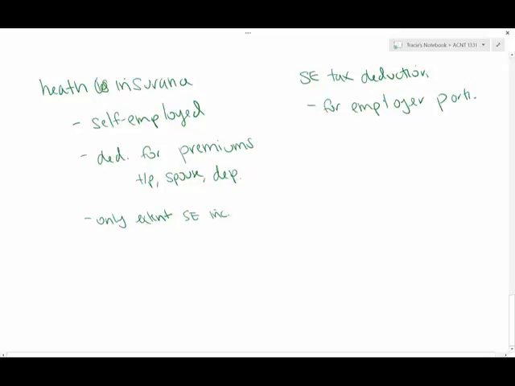For the employer portion of the amount of the self-employment tax. So in this chapter, you won't have to calculate the self-employment tax. It'll be given to you, and it'll tell you this amount represents the employer portion, and that would be the amount that a self-employed individual would get to take as a deduction for AGI.